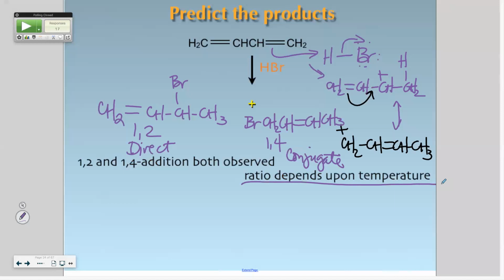One of those products you might pick as being more stable. Which one would you pick as being the more stable product? 1,2 or 1,4? 1,4. Why? Because the double bond is more highly substituted. Here the double bond substitution is 1. Here the double bond substitution is 2. Remember that from way back when we made double bonds.